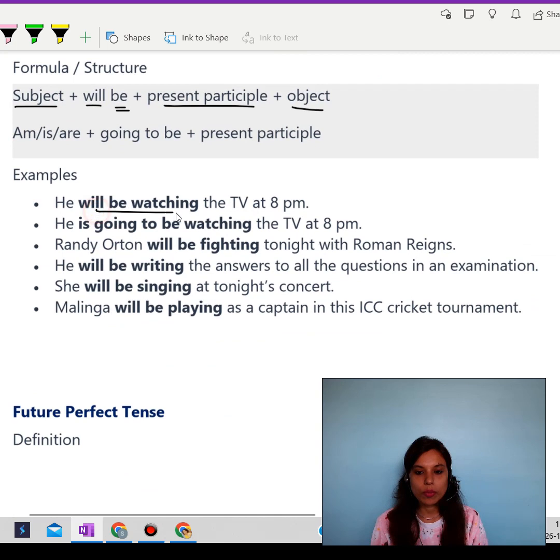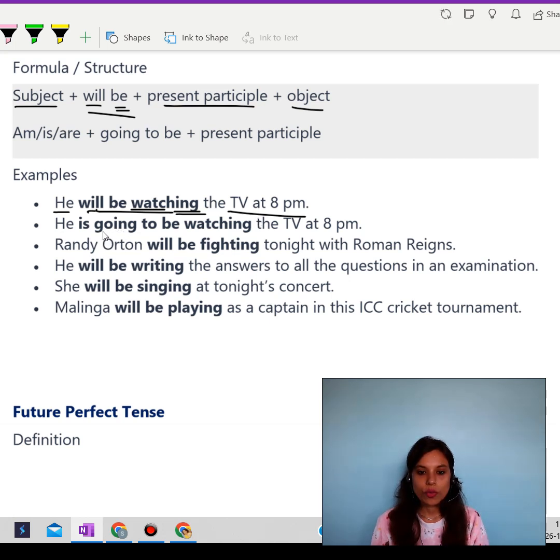He will be watching. So the subject is he, will be, will is there as mentioned in the formula or structure, and be is there, and then the verb form is there, and just because it's in continuous tense, it would be completed with the addition of ing after the verb. So, using ing after the verb, the TV, this is the object. So he will be watching the TV at 8 p.m.